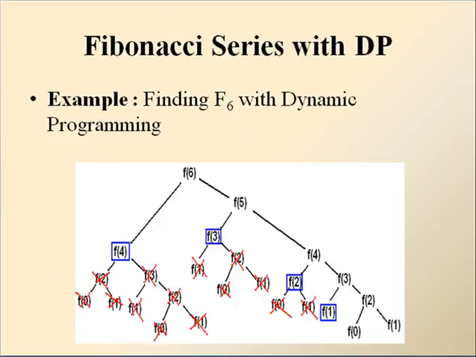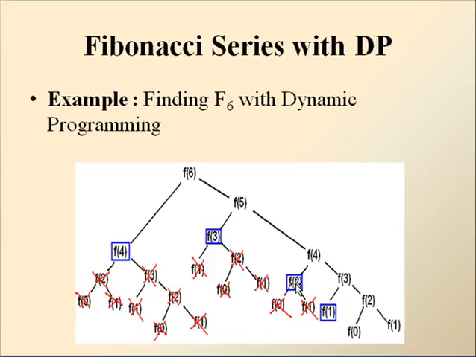So this is the figure of Fibonacci series with dynamic programming. We find the value of F6 using dynamic programming. As you know, F6 can be decomposed into F4 and F5. F5 can be further decomposed into F3 and F4. F4 can be decomposed into F2 and F3. F3 into F1 and F2. Finally, F2 into F0 and F1. Since F0 and F1 are the base values, they are already there.